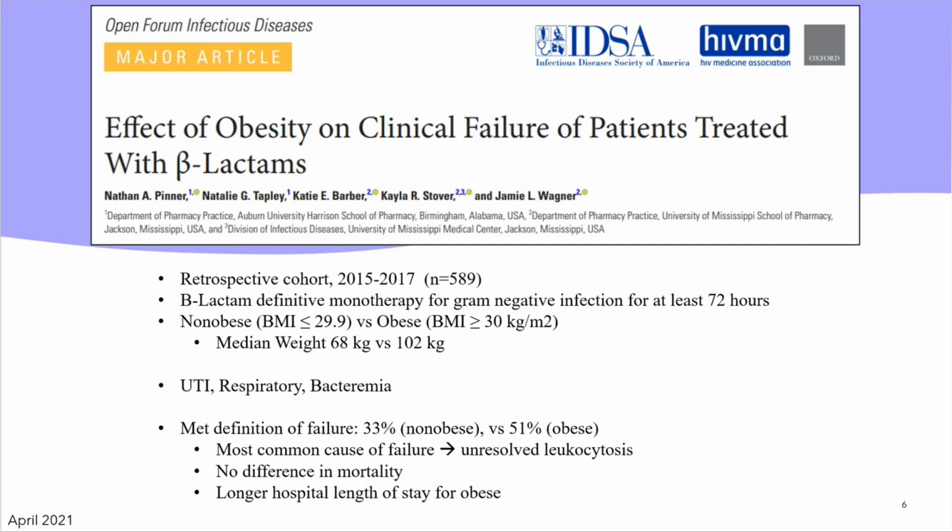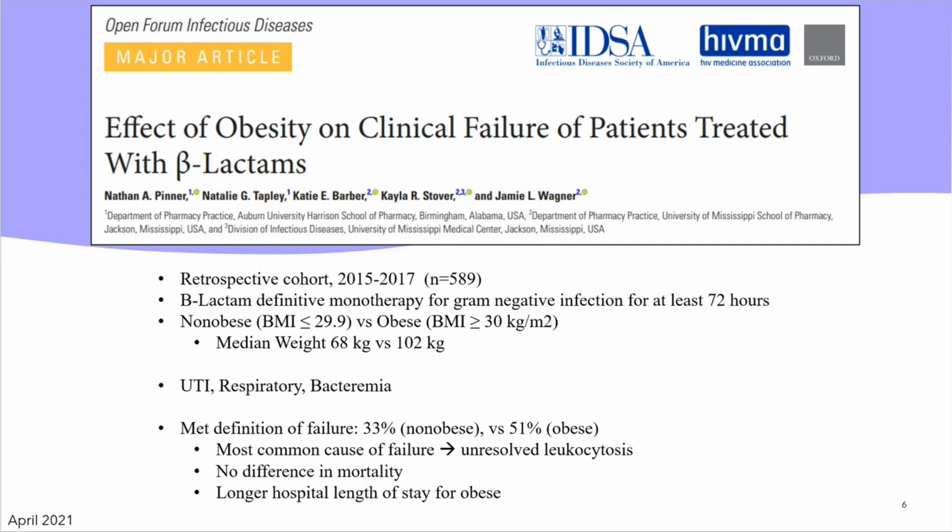What they found was that the number of patients who met that definition of failure was roughly 33% in the non-obese versus 51% in the obese group. So obviously, more patients met the definition of failing in the obese group. The most common cause of that was simply having unresolved leukocytosis at the 72-hour mark. Of interest, there was actually no difference found in mortality, but they did find a longer hospital length of stay.